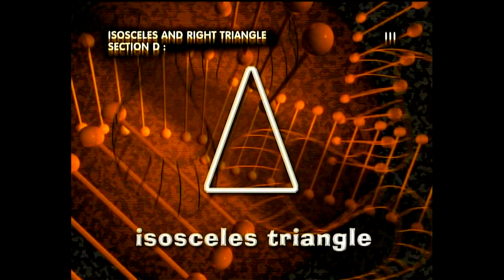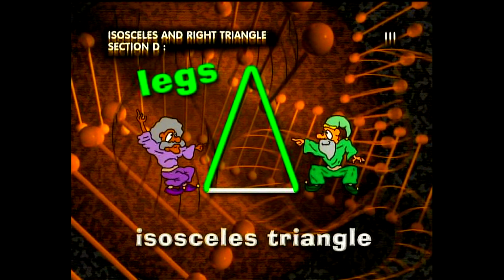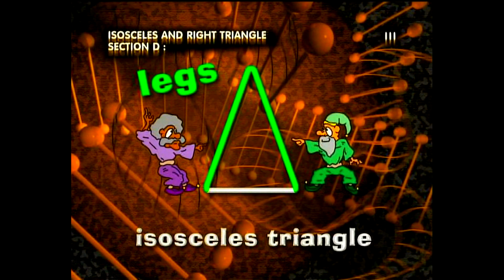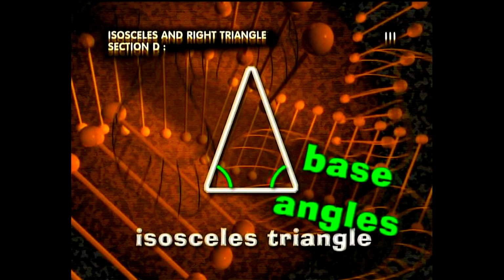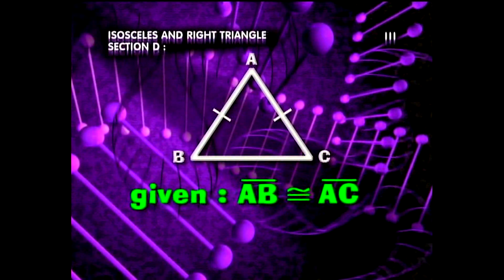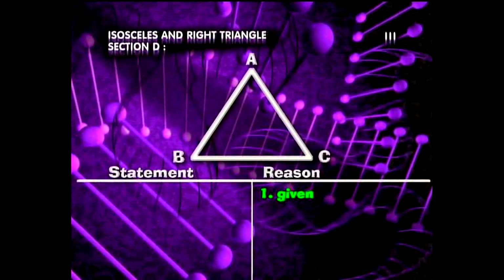Remember isosceles triangle basics? An isosceles triangle is a triangle with two congruent sides. These two sides are called the legs. The third side is called the base. The angles formed by the base and legs are called the base angles, and the third angle is called the vertex angle. Let's do a proof. Given that sides AB and AC are congruent, prove that base angles B and C of isosceles triangle ABC are congruent. First, we'll get started by stating our given information.